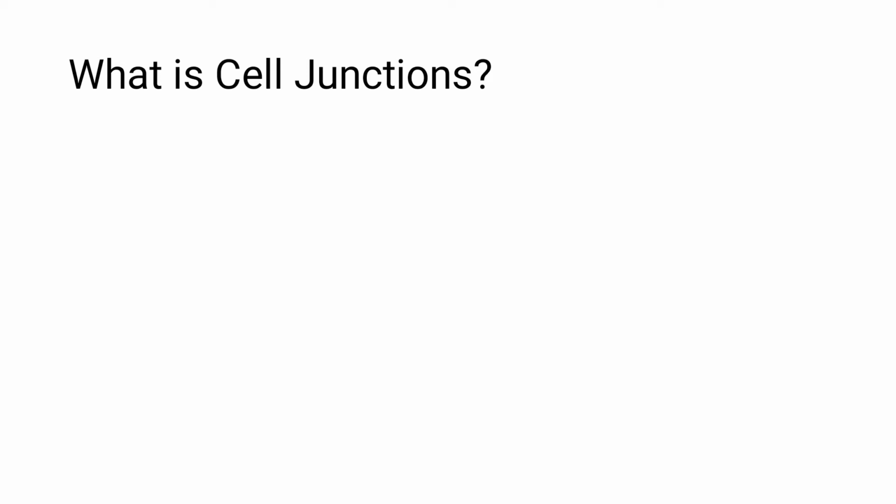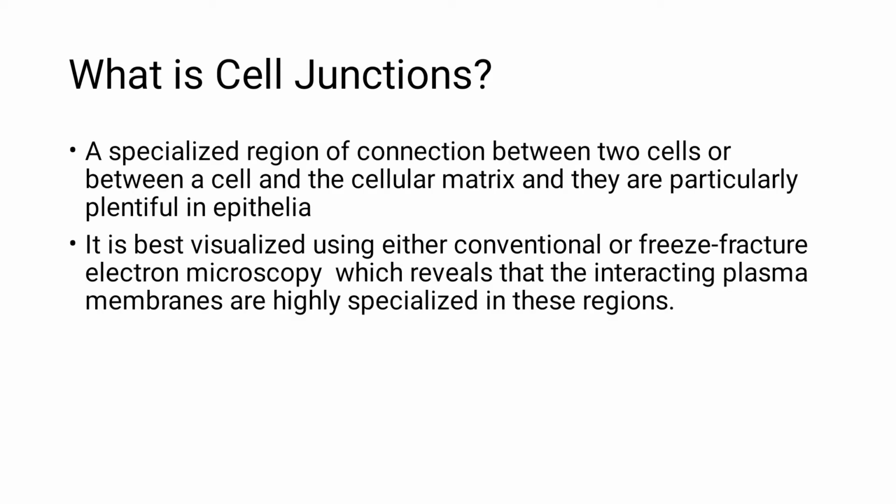Let's start with the question: what are cell junctions? Cell junctions are specialized regions of connection between two cells or between a cell and the extracellular matrix, and they are particularly abundant in the epithelia. Cell junctions are best visualized using either conventional or freeze fracture electron microscopy, which reveals the interacting plasma membranes, which are highly specialized in this region.